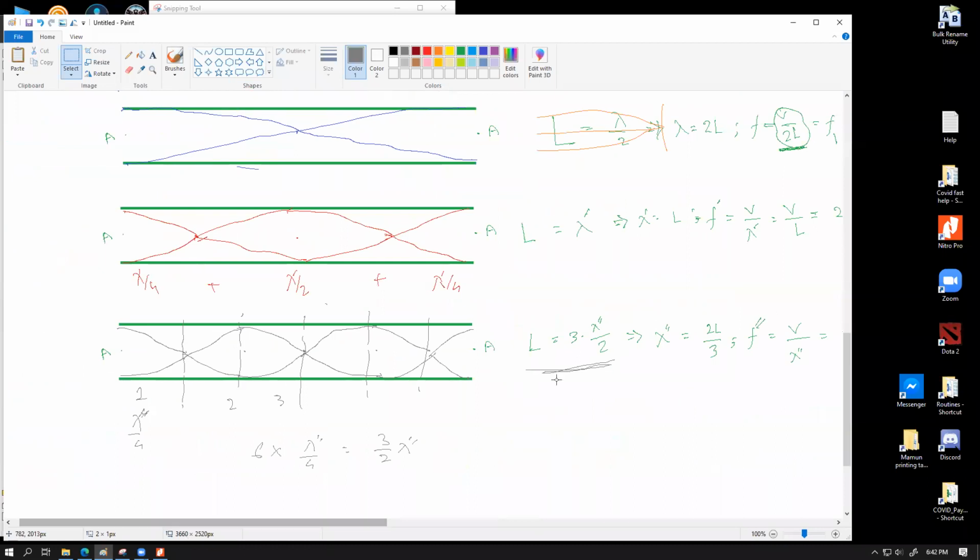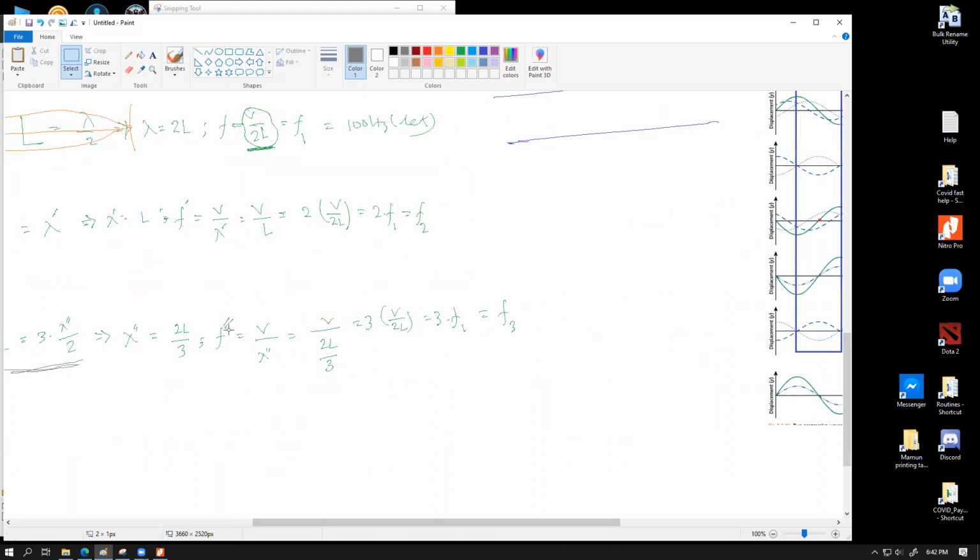In this case, this entire length of the wire is covering 3 times the lambda double prime by 2, which is a new wavelength fraction. And if I go ahead with the calculation, the new frequency that we're going to get is going to be 3 times the fundamental frequency. So we're calling this the third harmonic. That's how the whole thing works.